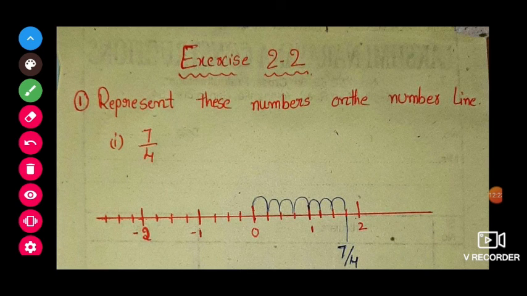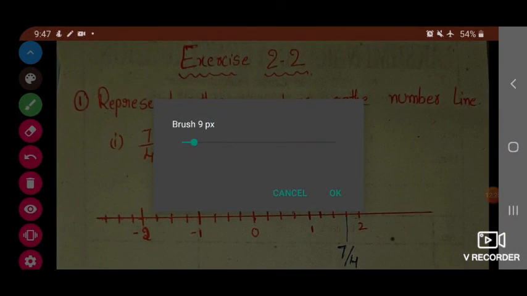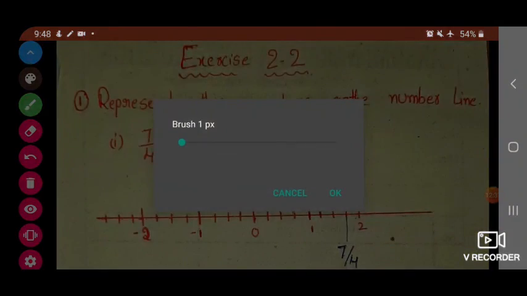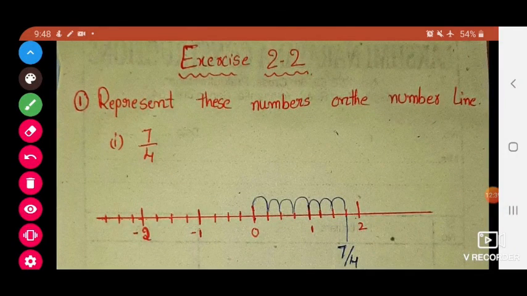Now the numerator is 7, which means I have to consider 7 parts. So start from the origin and count 7: 1, 2, 3, 4, 5, 6, 7. So here is our rational number 7 by 4 on the number line. Next.